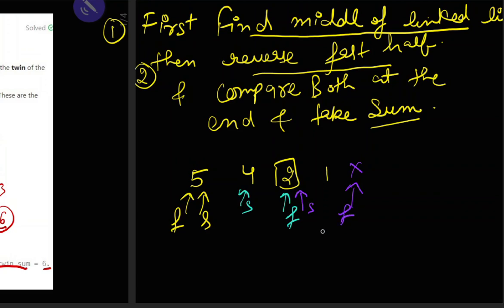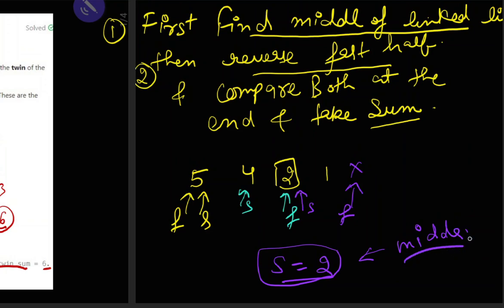So what we have currently is slow as 2. This is our middle. After finding the middle, I will start doing the reverse. Reverse of what? I will reverse my first half of the list.